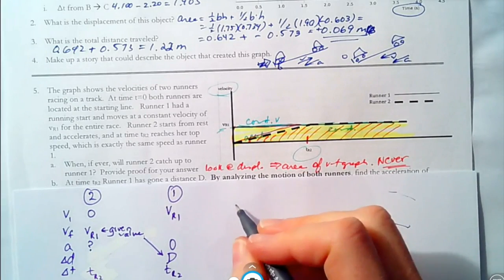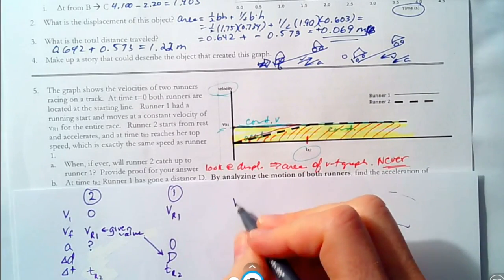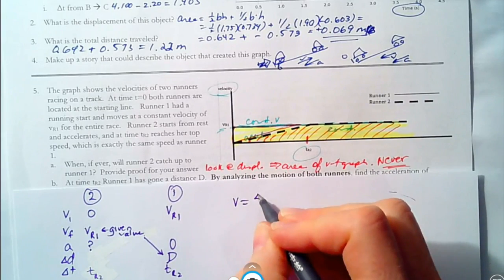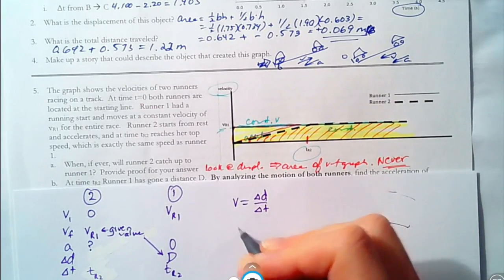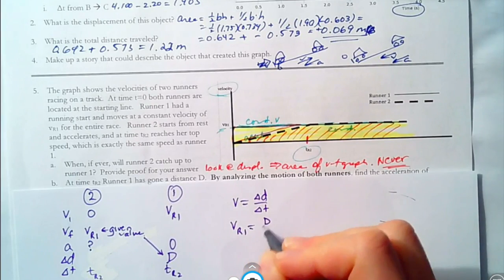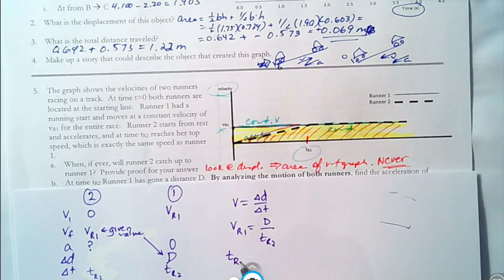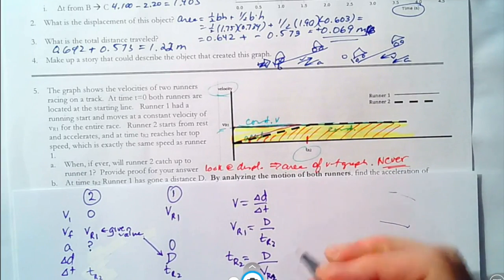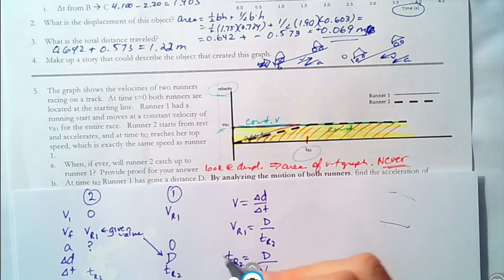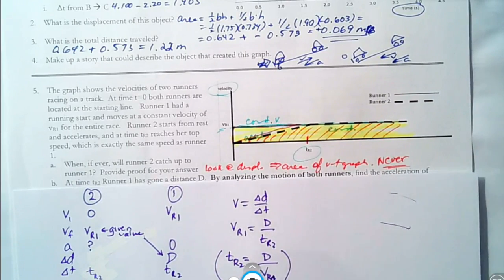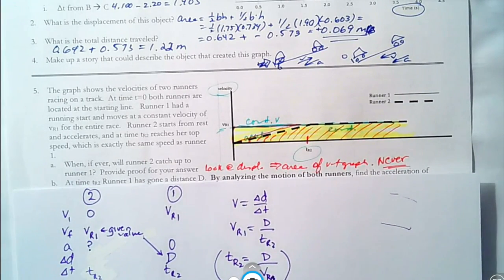If we write this out as an equation, we know that constant speed is distance over time. So VR1 is d over TR2. We can rearrange this and get an expression for that time in terms of two given values. These are both given, so you're okay leaving it like this. So now we, quote unquote, know what TR2 is.